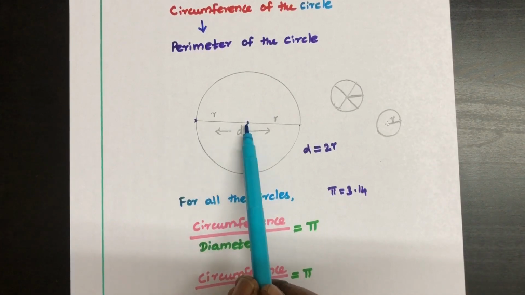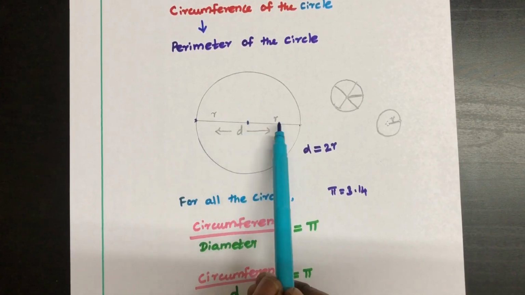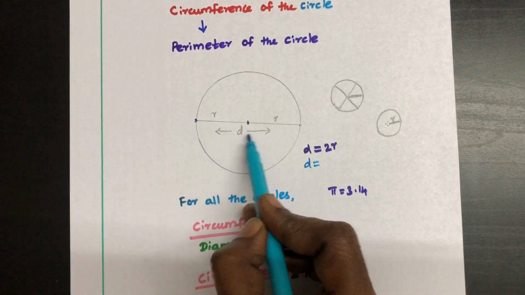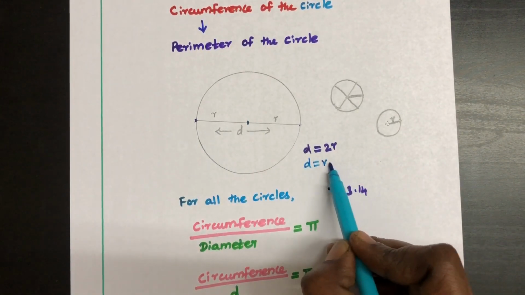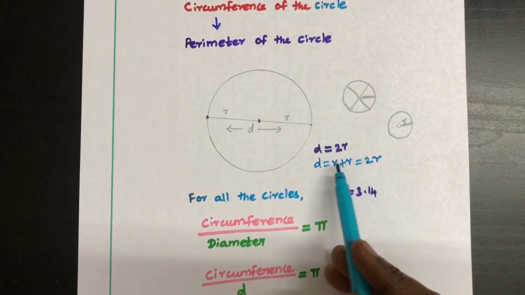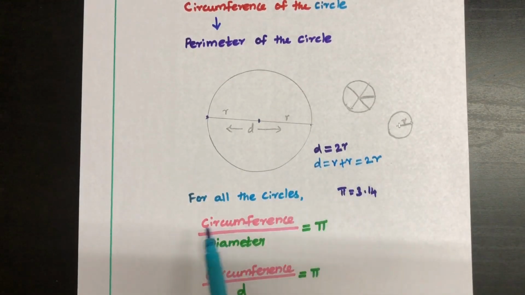This is 1 radius. Okay. R plus r gives us d, this is full d, equal to r plus r, which is equal to 2r. Correct. That is why d is equal to 2r.